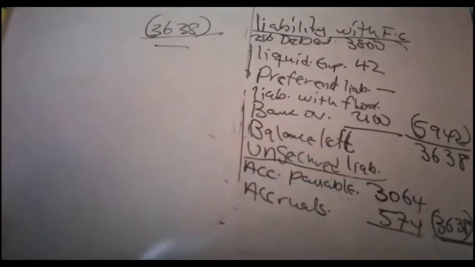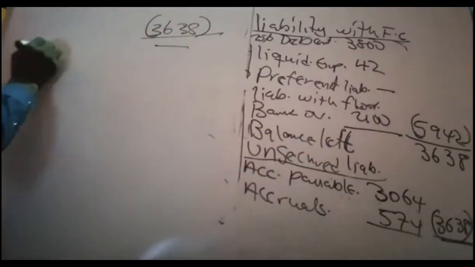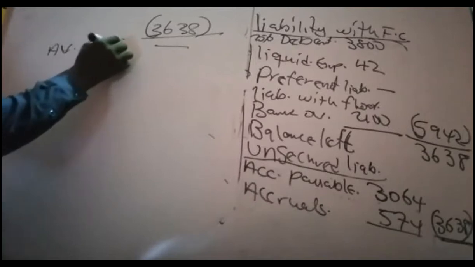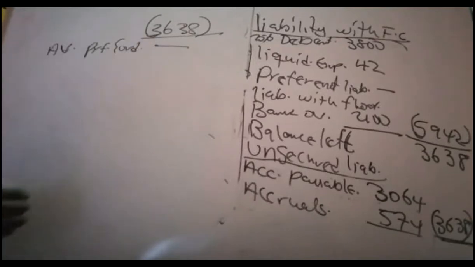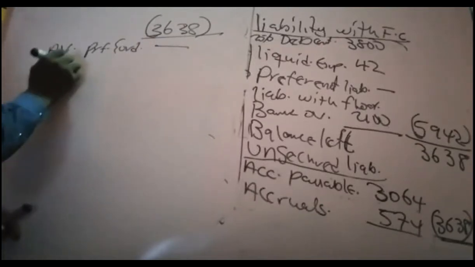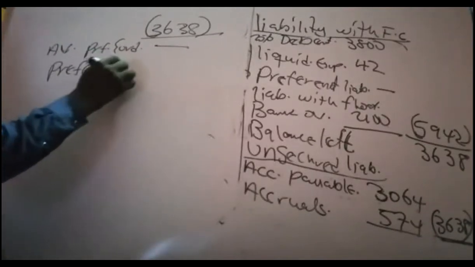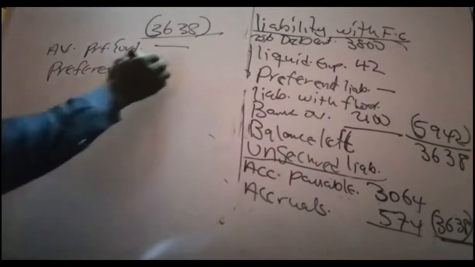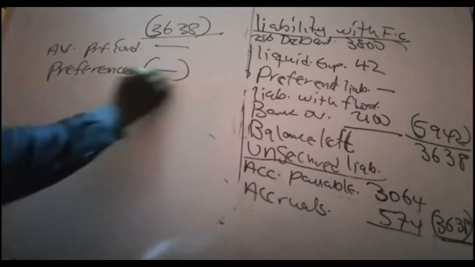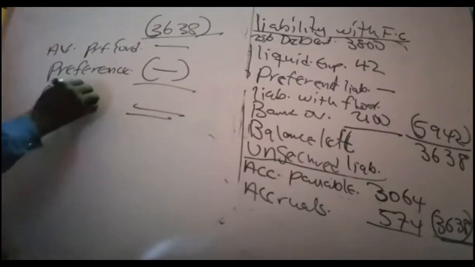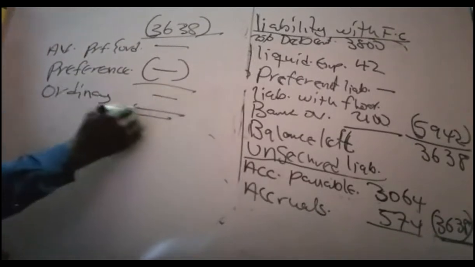That answer, we will call it available to preference and ordinary shareholders. Then you come here and write preference shareholders. How much are they receiving? Preference shareholders, they are receiving nothing. You take it off. Whatever remains, you give it to the ordinary shareholders. Dash, they are receiving nothing.